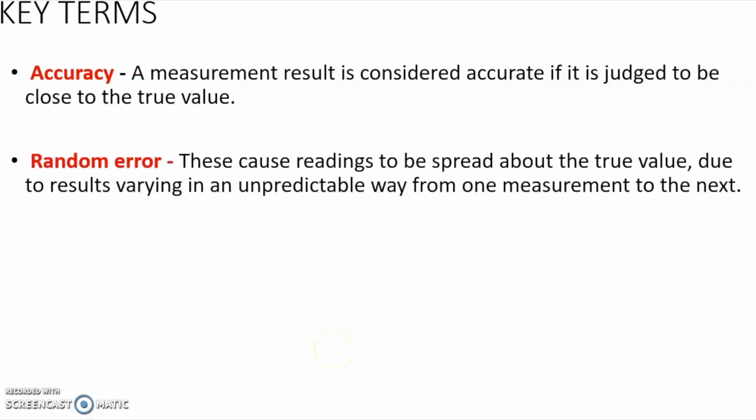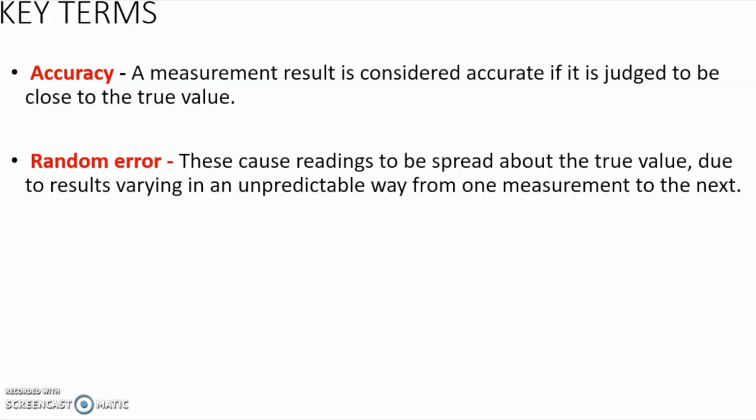Now, a random error is when your data is spread about the true value due to the results varying in an unpredictable way from one measurement to the next. Random errors are present when any measurement is made and cannot be corrected. The effect of random errors can be reduced by making more measurements and calculating a new mean.